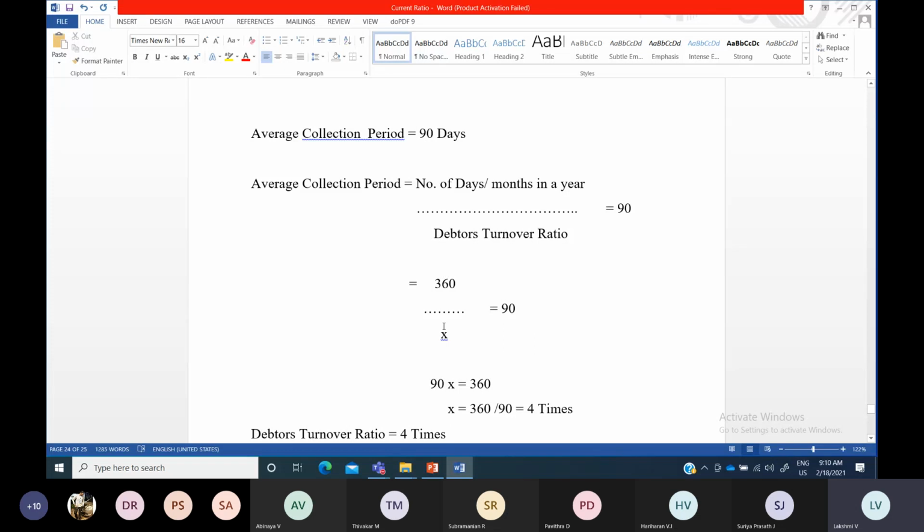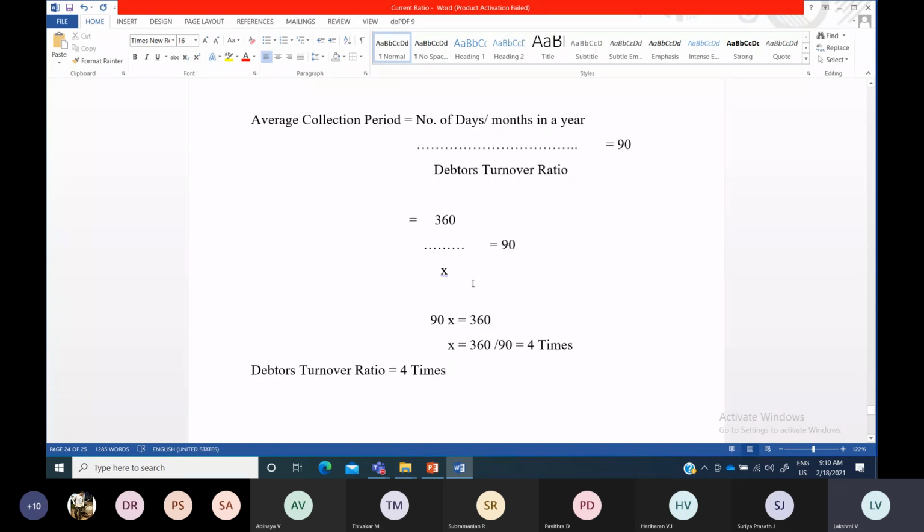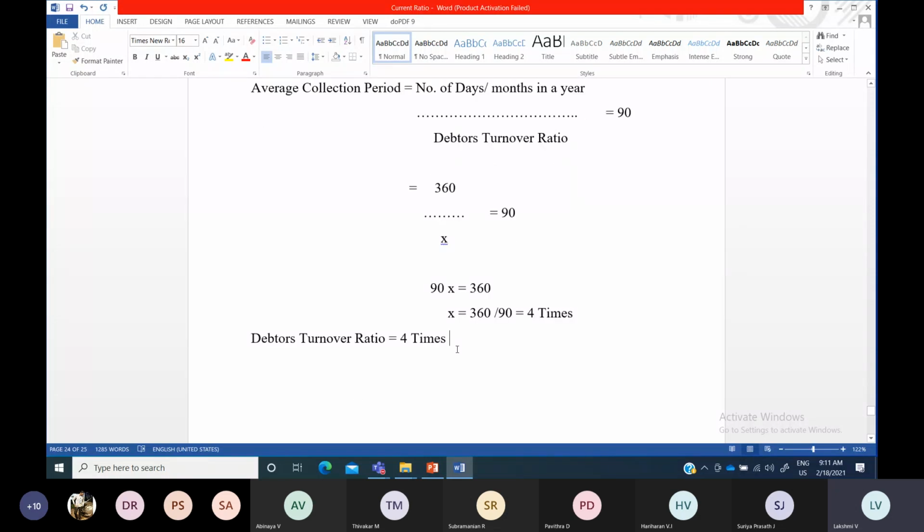Debtors turnover ratio I don't know, so I have taken as X. And 90 they have already given, that I have mentioned here. Now how to calculate? Usually in maths, you will do the same procedure. 90 into X, 90X is equal to 360. X is equal to 360. This multiplication, if it goes to this side, it will become division. So 360 divided by 90 is 4 times. So this is known as debtors turnover ratio, that is 4 times. So with this I am going to calculate now the debtors amount.